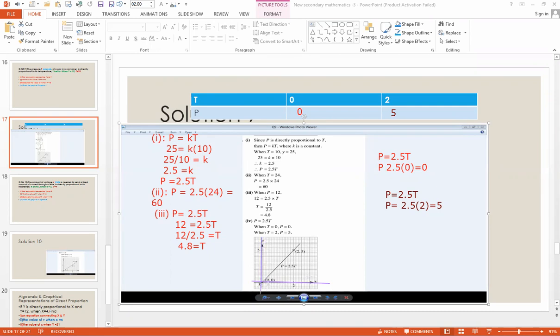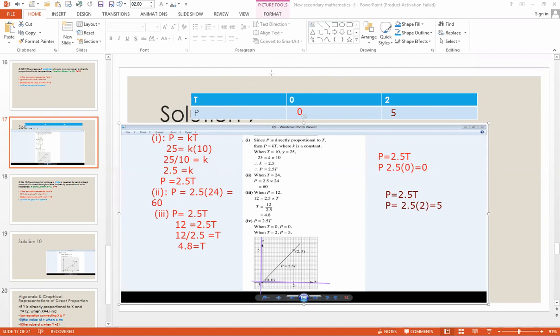Okay, now here I have to take the scale. How do we have to take the scale? According to this table, here I have to take 0 and 2, and here I have to take 0 and 5. Okay, so I have to change the color so the graph is visible to you. Okay, I have to use yellow color.